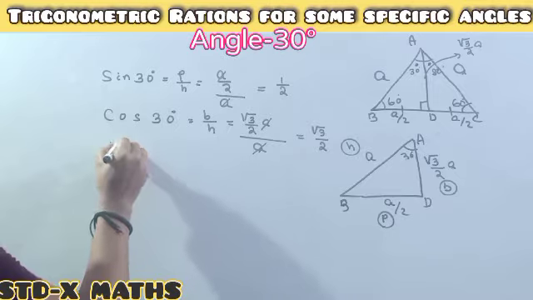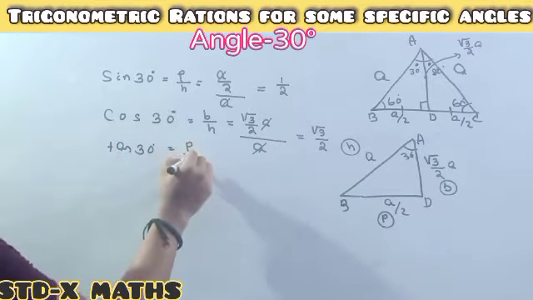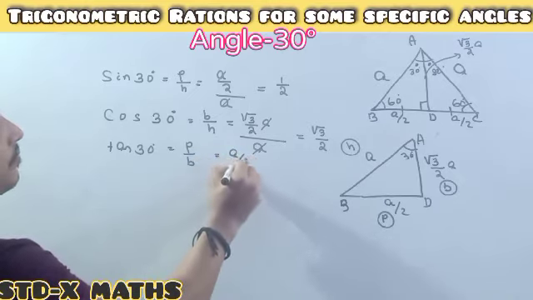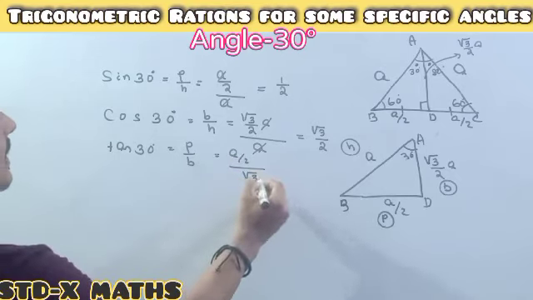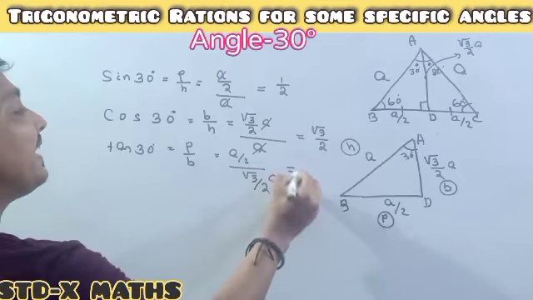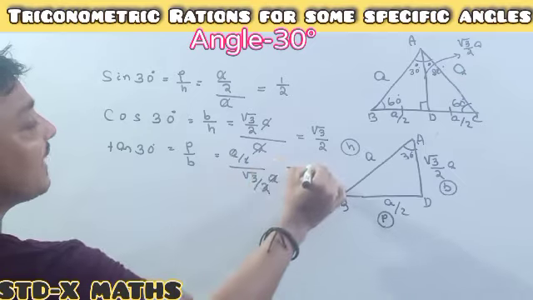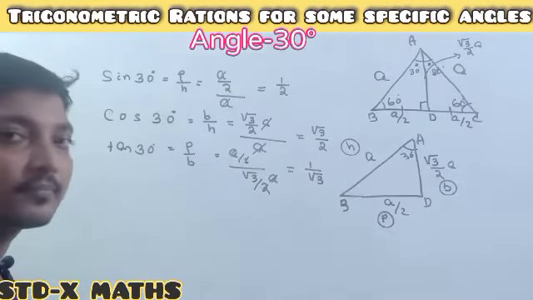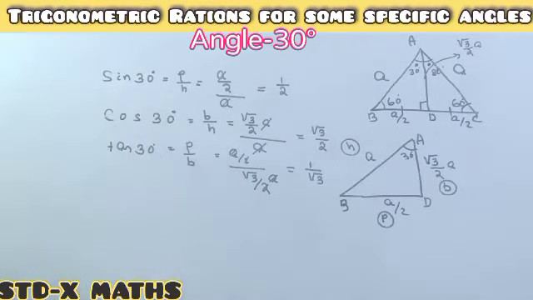Then after, tan 30 degree is P divided by B. P divided by B means A divided by 2, divided by root 3 divided by 2A. Which finally gives you, see, A will be cancelled, 2 will be cancelled, finally you will get 1 divided by root 3. Clear up to this? See, then after sin, cos, tan we have already got.